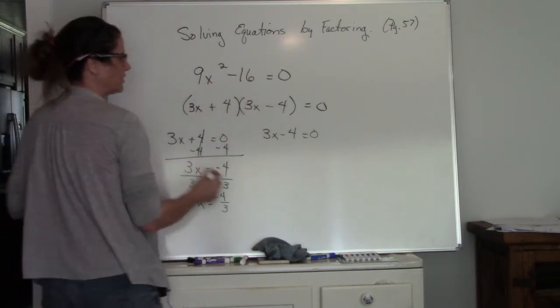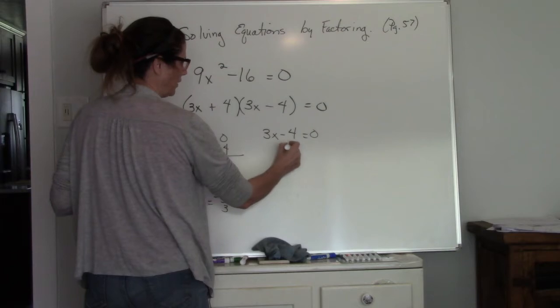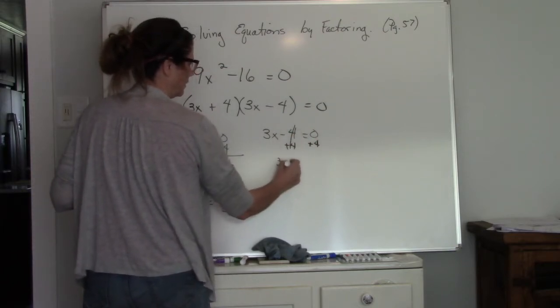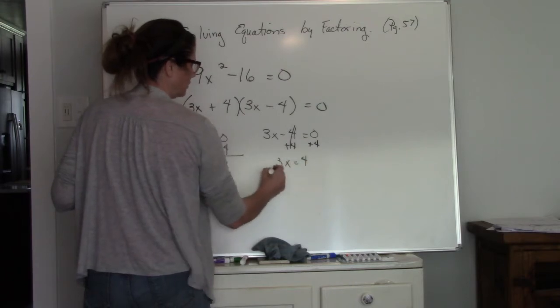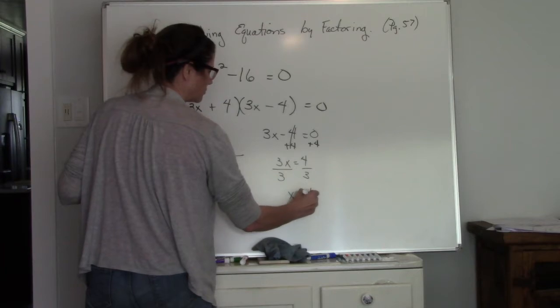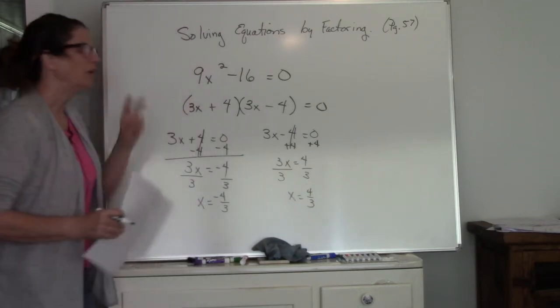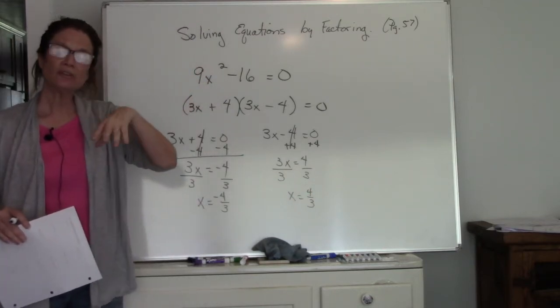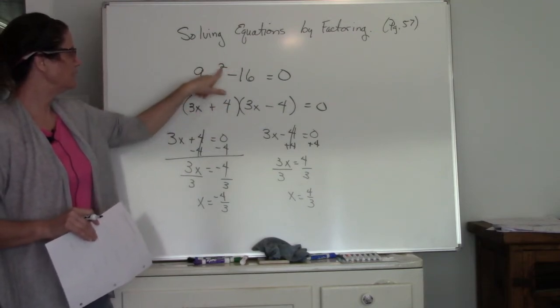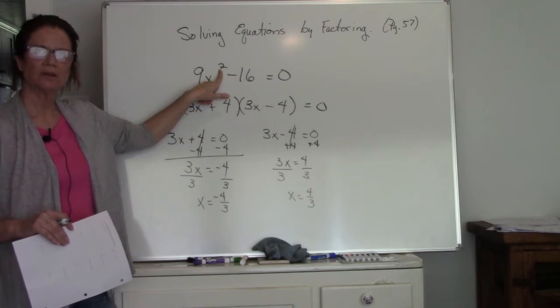Okay, now we're going to do the same thing over here. Another two-step equation. This time I'm going to add 4 to both sides. I get 3x equals 4. Divide both sides by 3, and I get x equals 4/3. So, two answers. Why are there two answers? Because this equation is a quadratic equation, right?